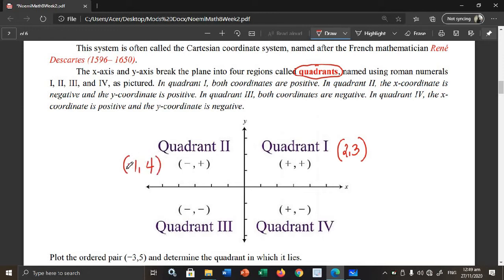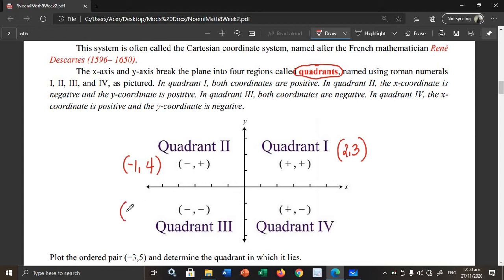So, pansin nyo, si x-coordinate, si abscissa, ay negative, si y-coordinate or si ordinate ay positive. 100% sure na itong ordered pair na to ay nakalay or nakahimlay, kung ano man, sa quadrant 2. Kasi ang x niya ay negative, ang y niya ay positive.